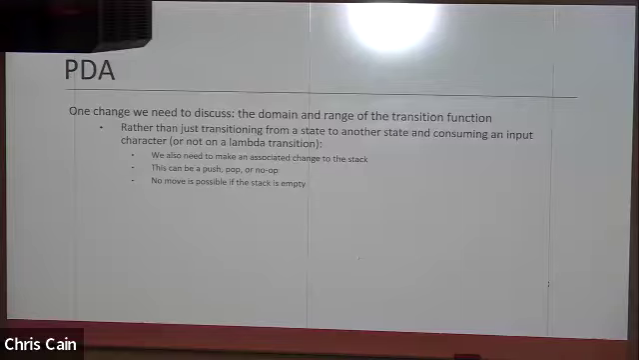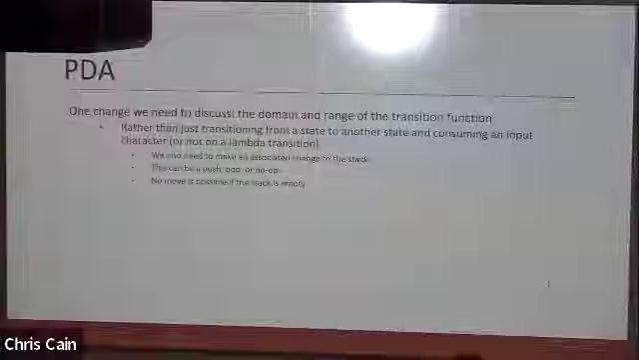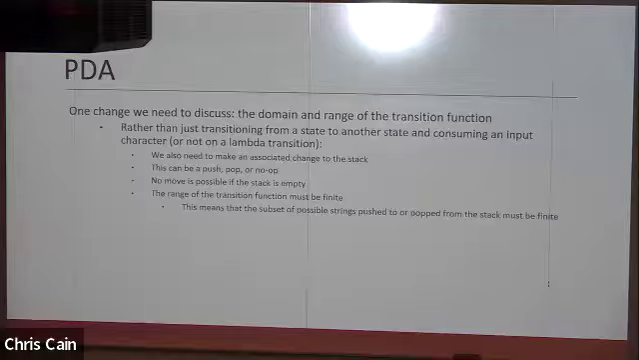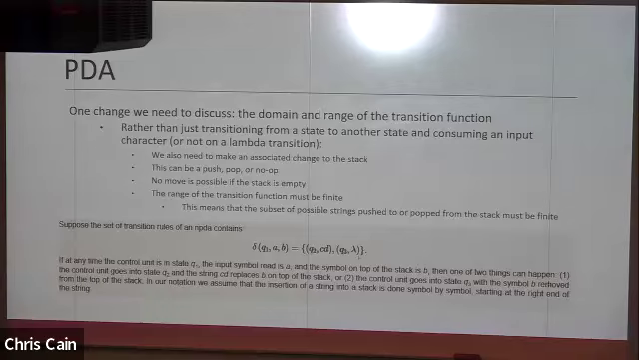If the stack is empty, then we can't do anything. So we need to at least be able to read that bottom of stack symbol. There's a bottom of stack symbol that's separate from the rest of the alphabet that says you've reached the bottom of the stack. If you try to pop from an empty stack, that's just a straight error, so we cannot have that happen at all. We also know that the range of the transition function has to be finite, which means that the number of possible strings that we can push to or pop from the stack has to also be finite.